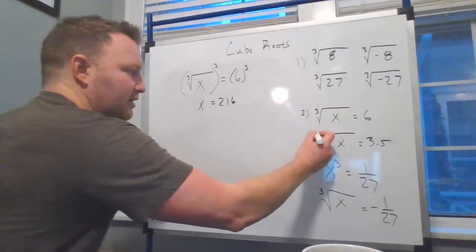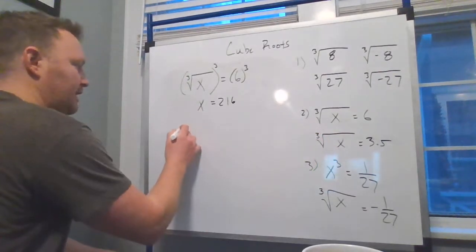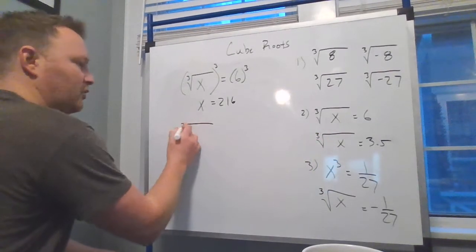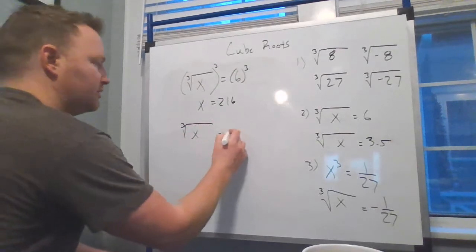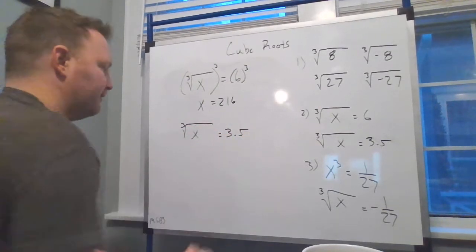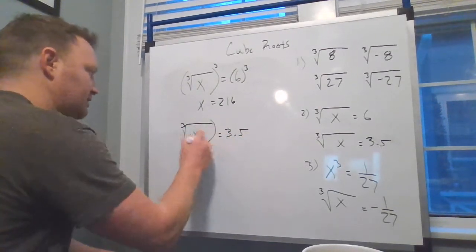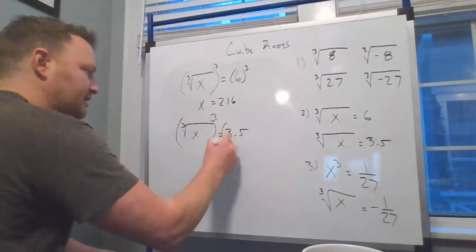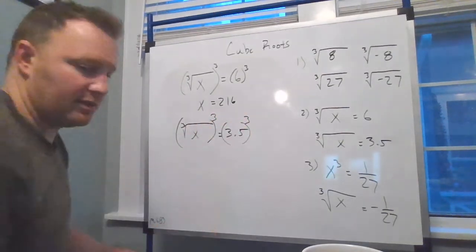Over here, this should have been the third root right here. And again, this is an algebraic way to solve this, equals 3.15. All right, well, let's cube both sides to see what this is going to be.